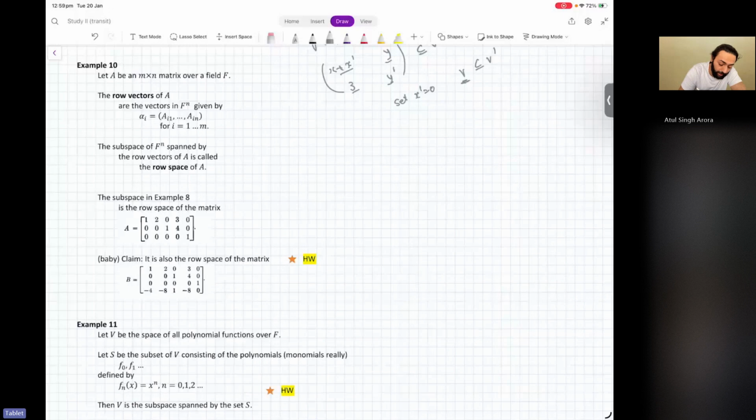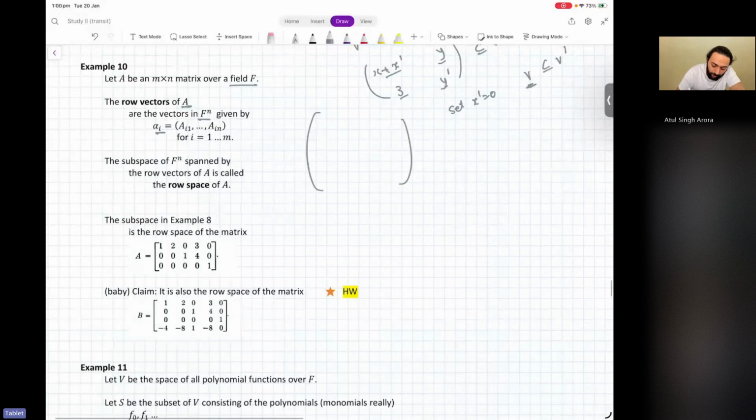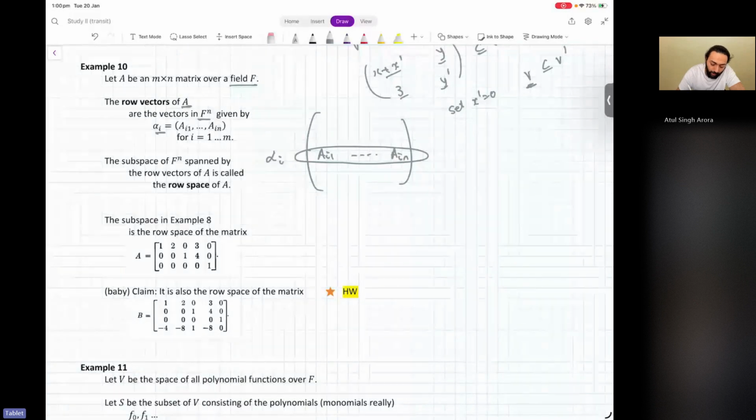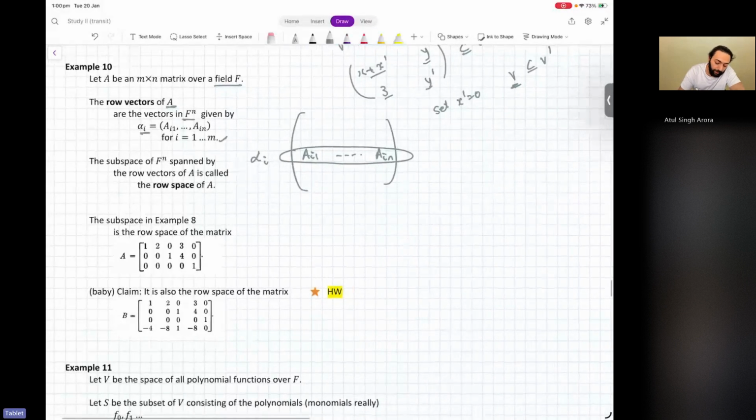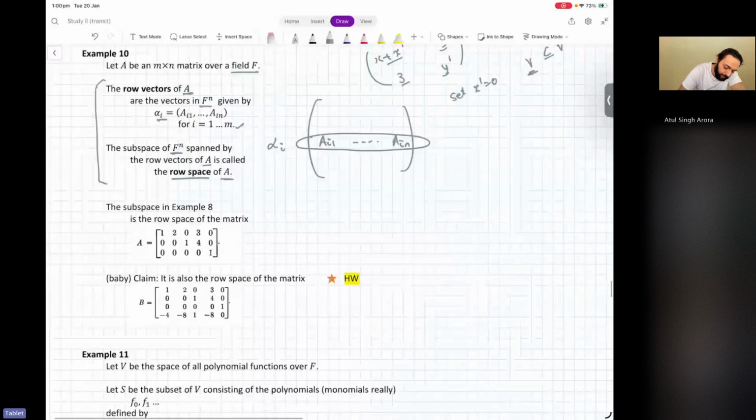Now example 10 says the following. Let A be an M cross N matrix over a field F, and the row vectors of A are the vectors in Fn given by alpha I. This is not saying anything new, right? It's just saying if you write a matrix, then alpha I is the row vector associated with the matrix. Is that clear? Yes. Okay, and then the subspace of Fn spanned by the row vectors of A is called the row space of A. These are mostly just definitions, just notation.